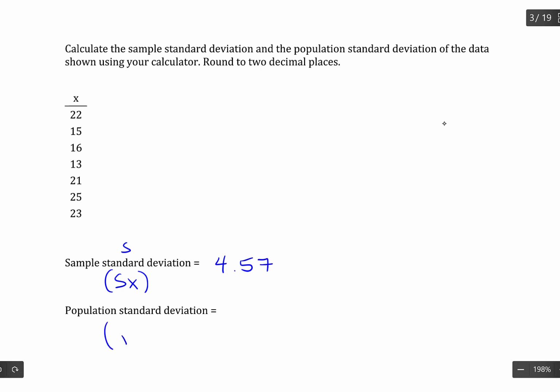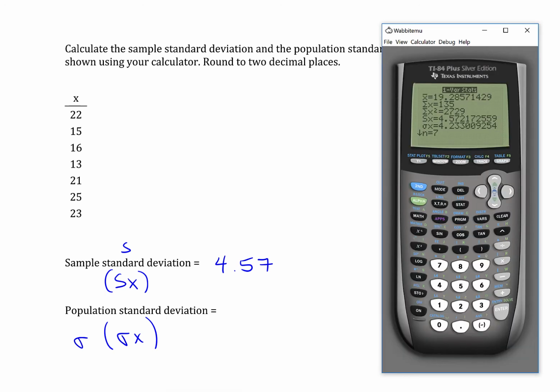Then the population standard deviation is the sigma x. And the symbol there generally is just lowercase sigma, but in the calculator that's what it looks like. So that's 4.23.